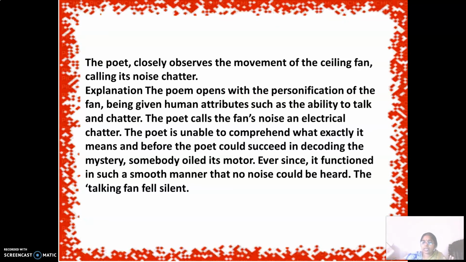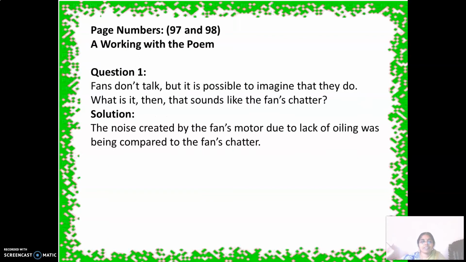The poet is unable to comprehend what exactly it means, and before the poet could succeed in decoding the mystery, actually the poet tried to understand the coding of that fan, but before decoding the mystery, somebody oiled the motor. Ever since, it functioned in such a smooth manner that no noise could be heard. So the talking fan fell very silent, right?